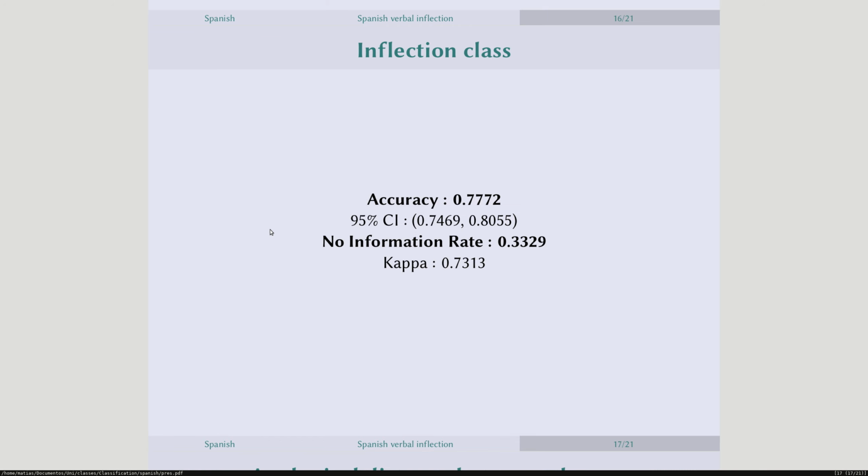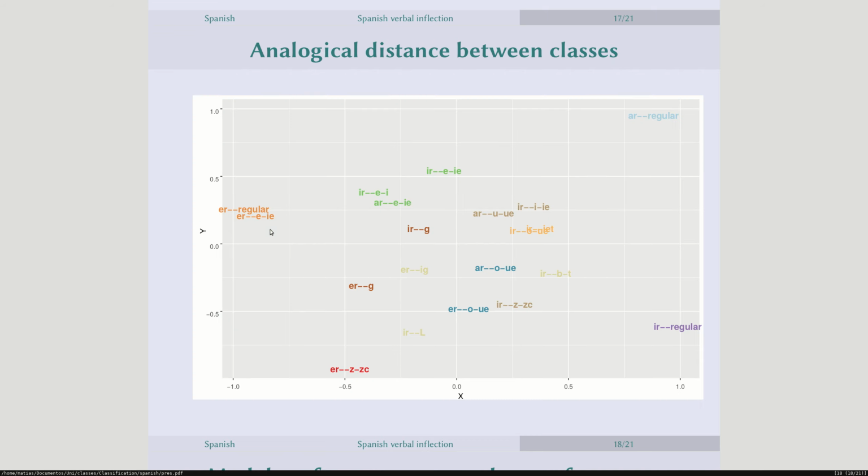Right, so here's the accuracy and the no information rate and kappa. Again, the model is doing quite a good job. Inflection class is predictable. It's not perfectly predictable, but it's highly predictable.